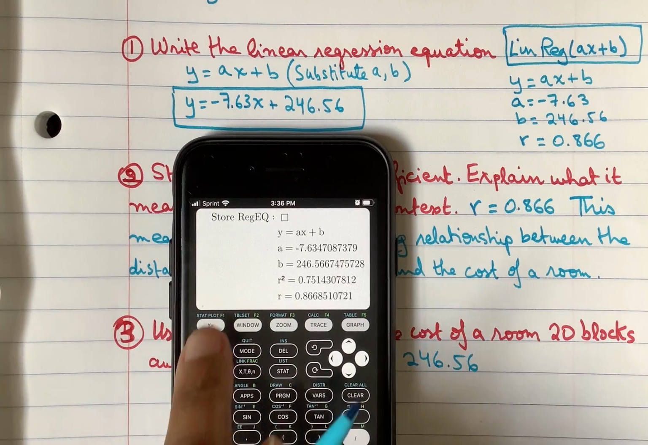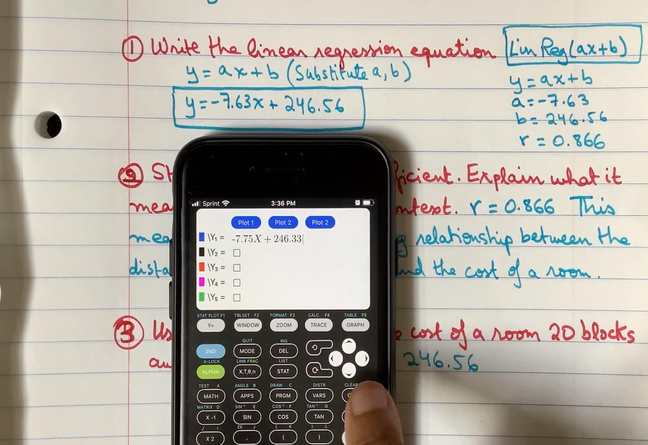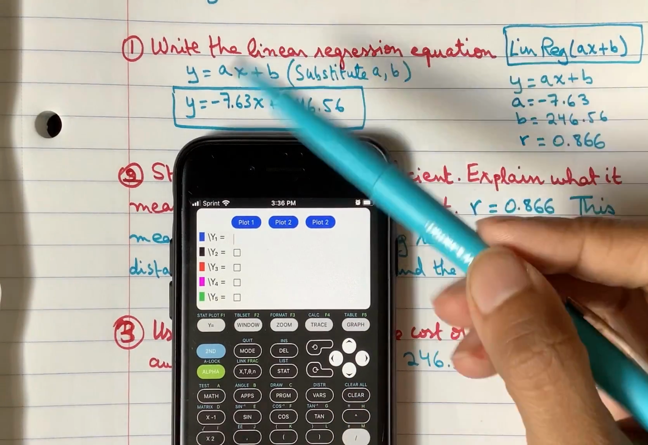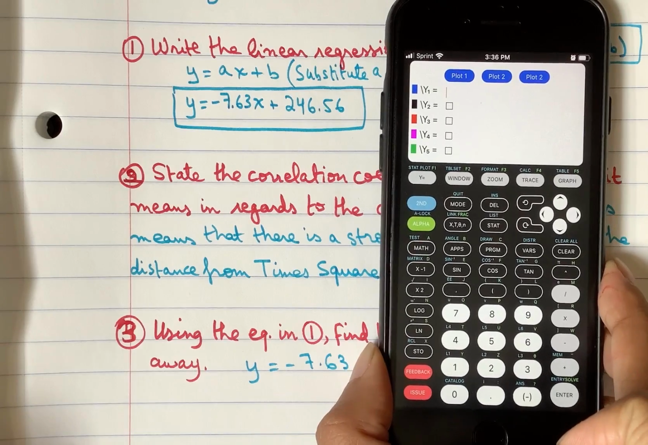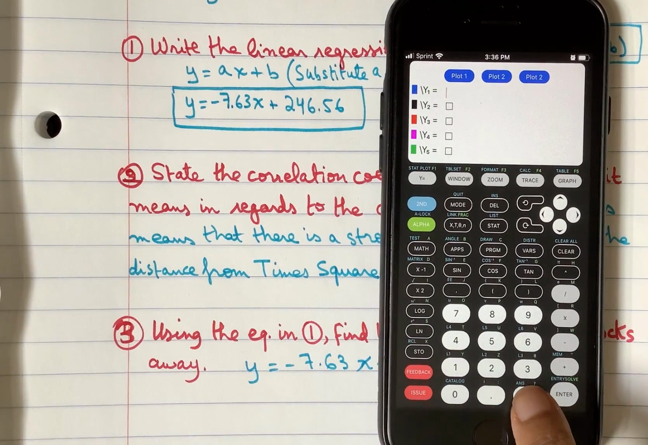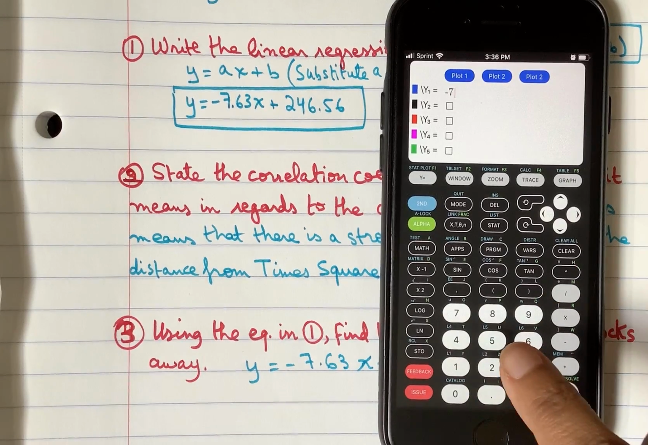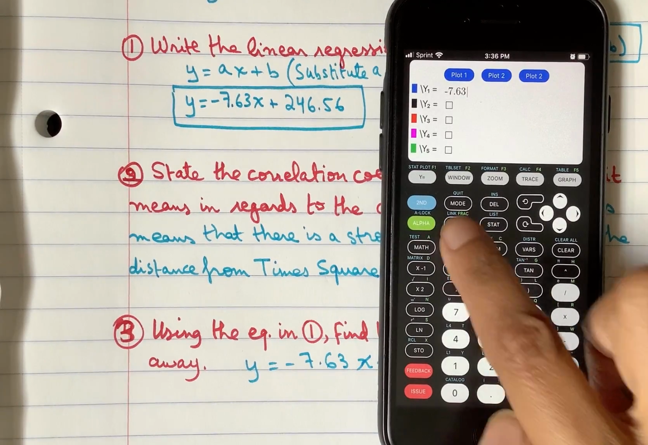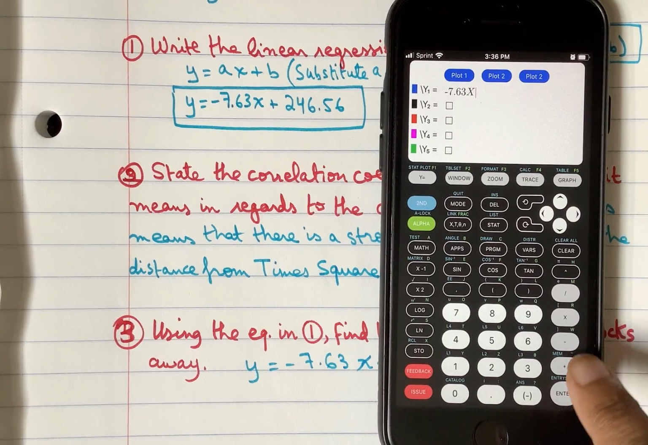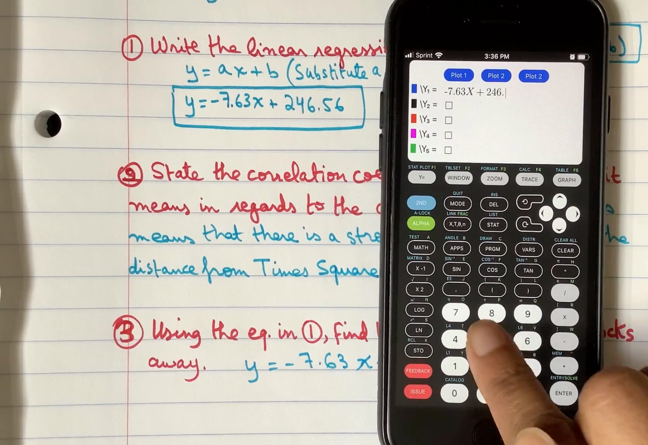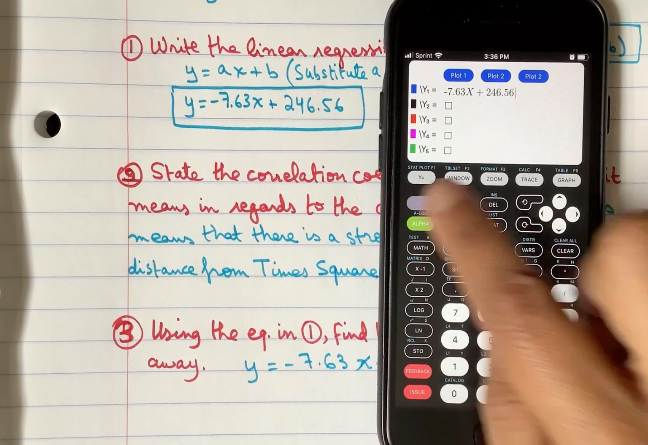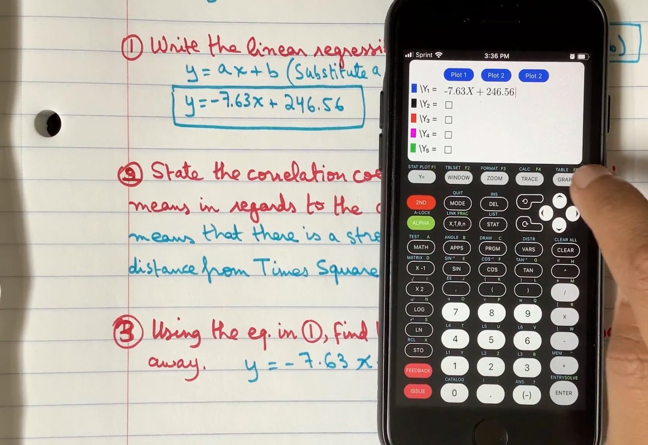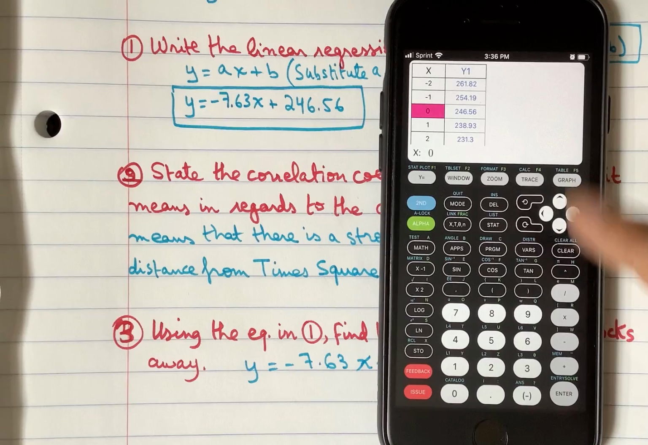Let's take the calculators here, and let's go to y equals. We're going to enter that equation, which is negative 7.63x plus 246.56. I'm going to put it up here so you can see exactly how we are entering this: the negative sign, 7.63, this x here, plus 246.56. Now we are going to go to our table. How do you do that? It's the second button, and then the graph button, because you will get the table. So second graph, and you get the following table.